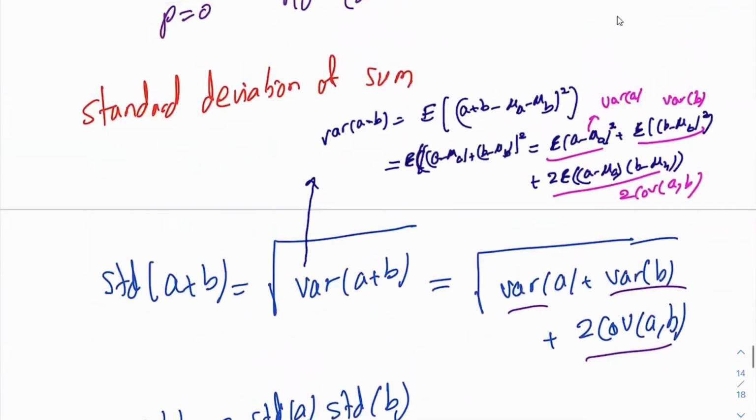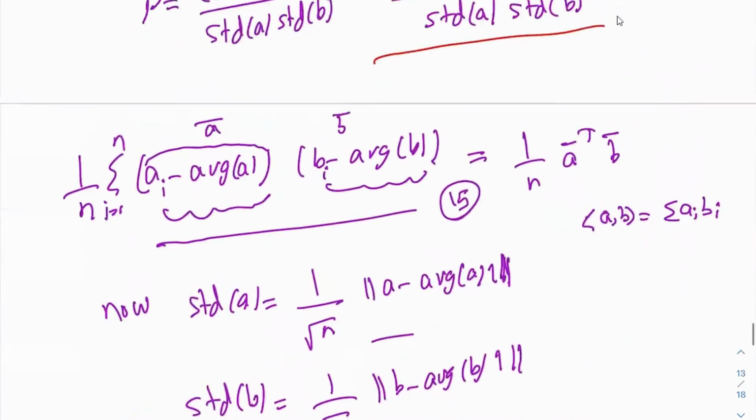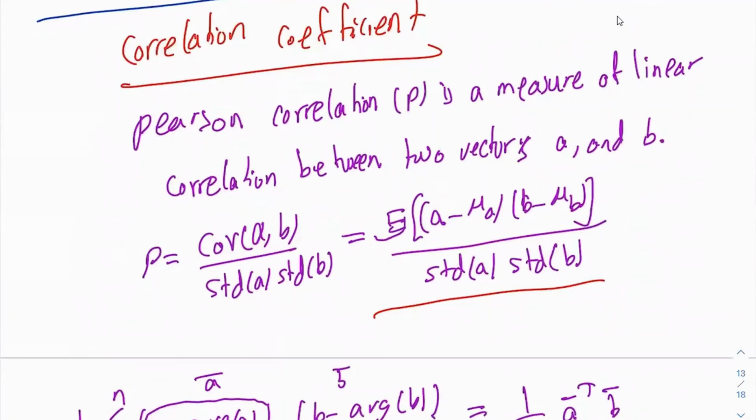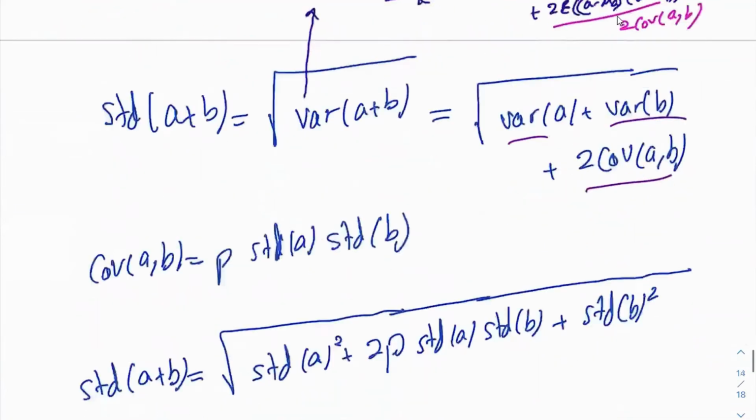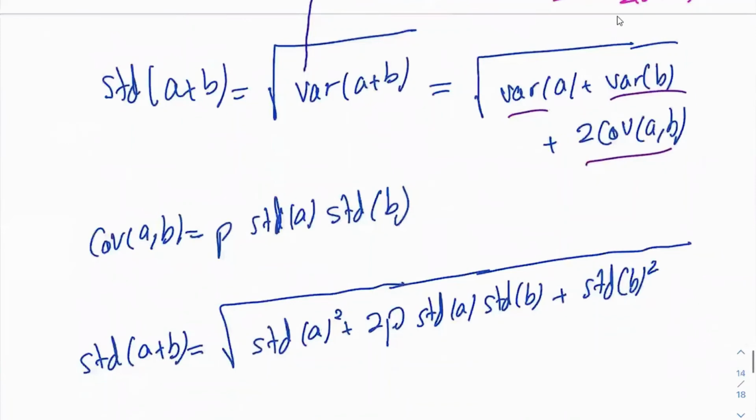But let's wait a minute here. Now let's go to the correlation we have. Isn't this a definition of the Pearson correlation, one of the definitions we have? Rho is equal to covariance of AB divided by the standard deviation of A times the standard deviation of B. So covariance of AB is equal to rho times the standard deviation of A times the standard deviation of B. Let's call this equation 16 perhaps.